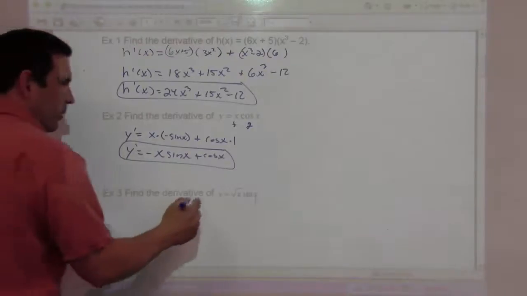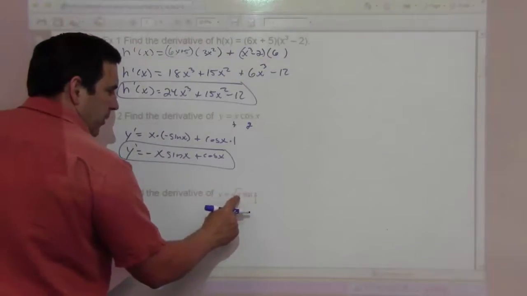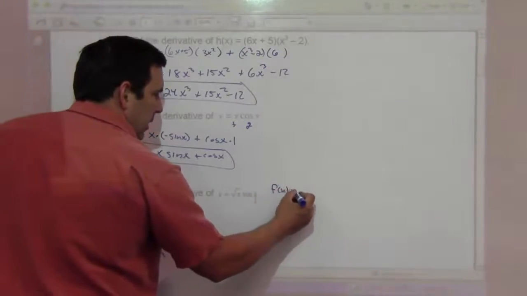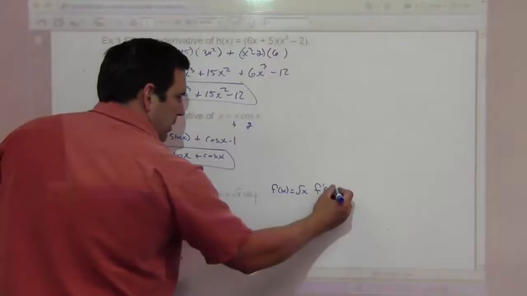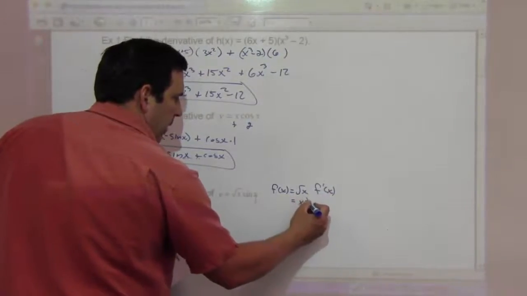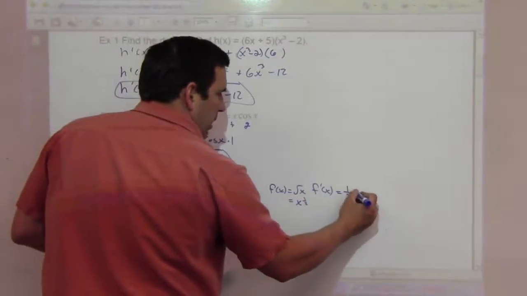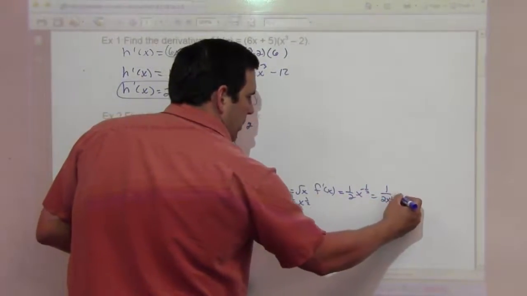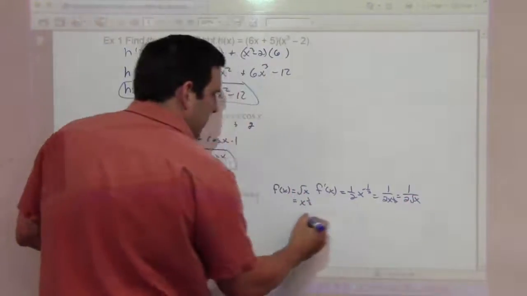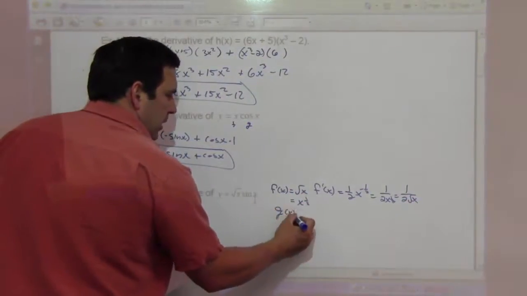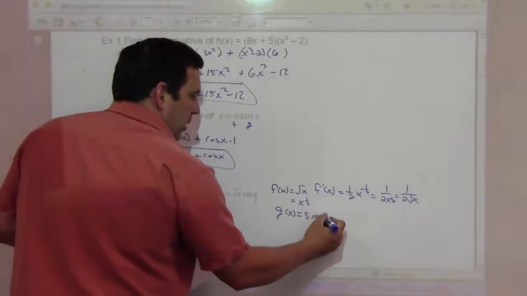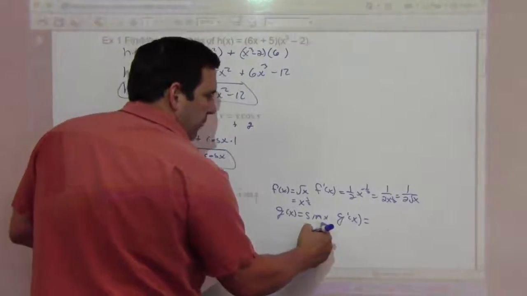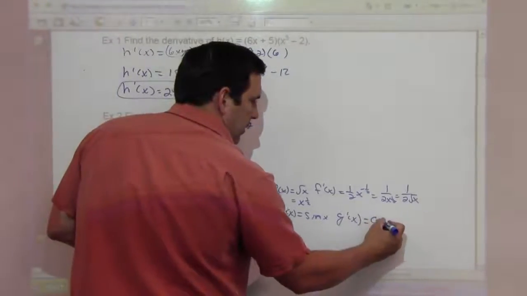And then let's look at this next one. Y equals the square root of x times sine of x. So if our f of x is the square root of x, our f prime of x, that's x to the 1/2, is going to be 1/2 x to the negative 1/2, which is 1 over 2 x to the 1/2, which is 1 over 2 times the square root of x. And our g of x is the sine x. So g prime of x is going to be cosine of x.